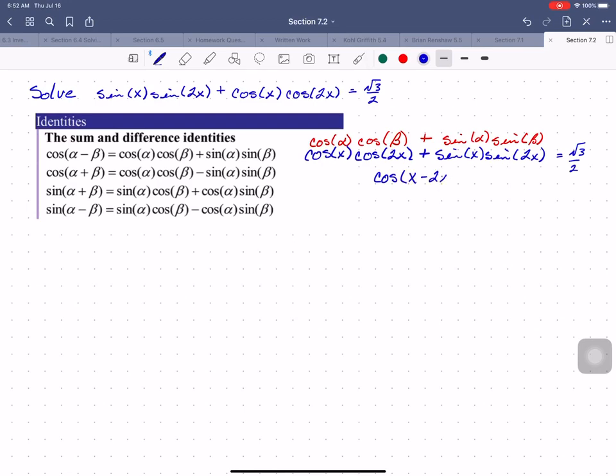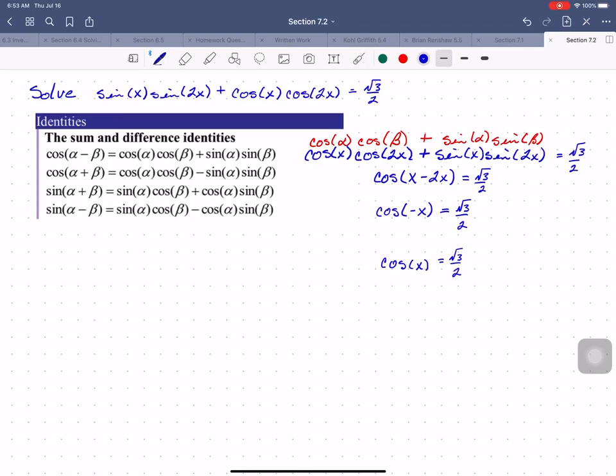So x minus 2x, which means cosine, now you can simplify what's inside your parentheses, negative x equals square root 3 over 2. So you'll remember the negative angle identity, and you'll remember that cosine is an even function. So cosine negative x is equal to cosine x.